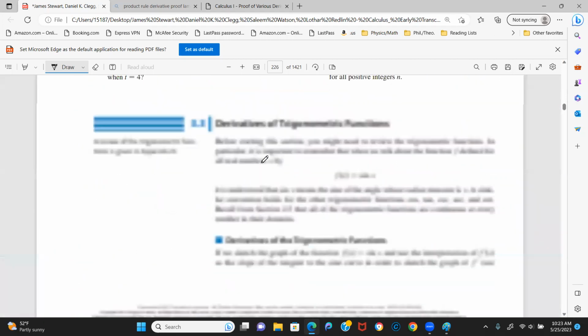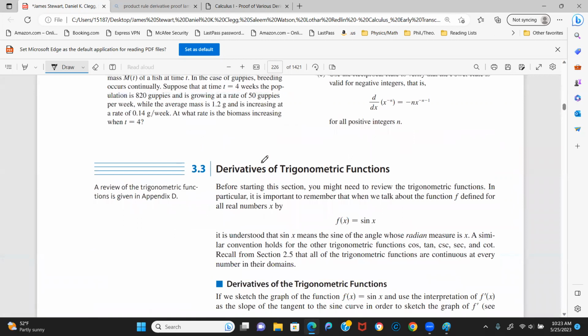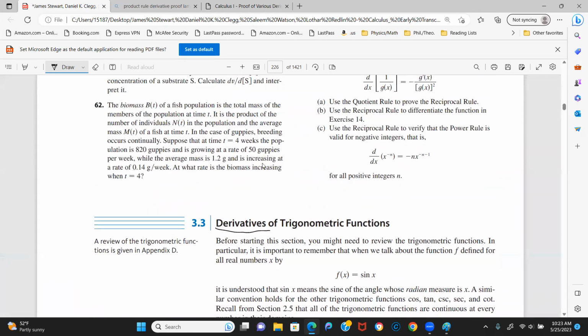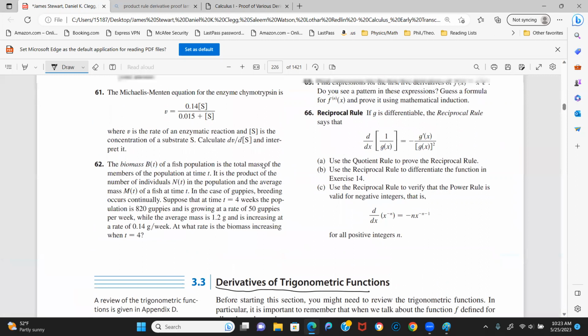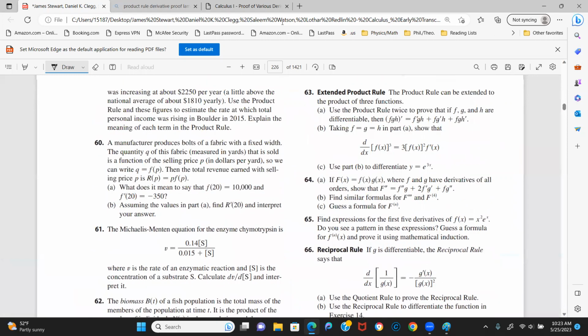Let's see. Oh no, not quite. Actually, we're gonna look at derivatives of trig functions. So we're gonna have a little detour first, and then we'll go to the chain rule. That's all for now.